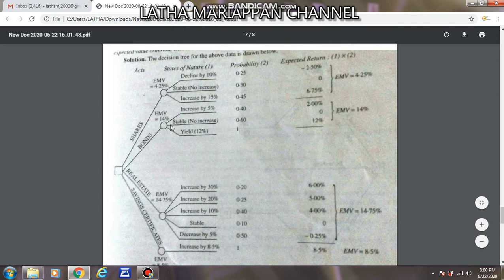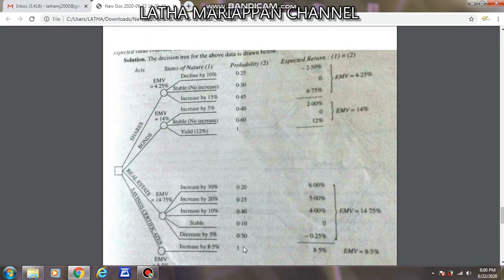Okay, next one is bond. Okay, the 3 data is given for bond, and this is 1 2 3 4 5 data is given for real estate. Only one data 8.5% is given. So 8.5% for probability is certainty.